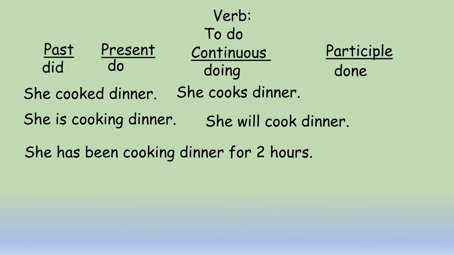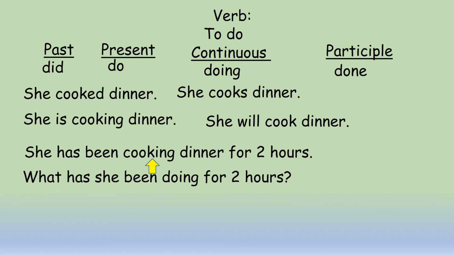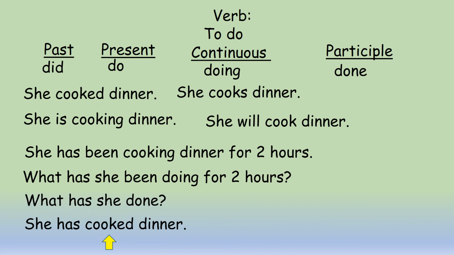Present perfect continuous. She has been cooking dinner for 2 hours. What has she been doing for 2 hours? She has cooked dinner. What has she done? She has cooked. What has she done? She has cooked dinner.